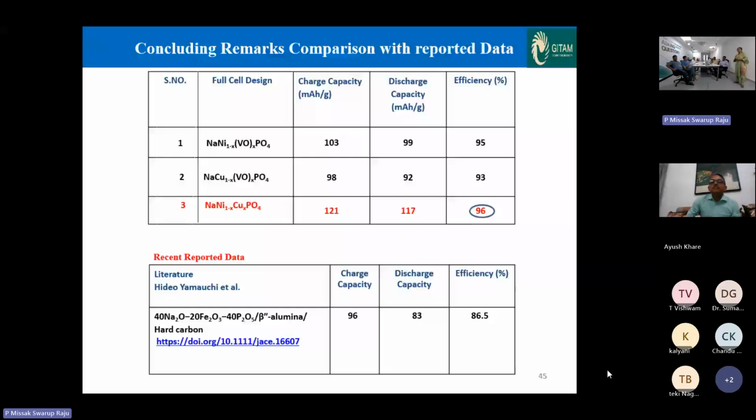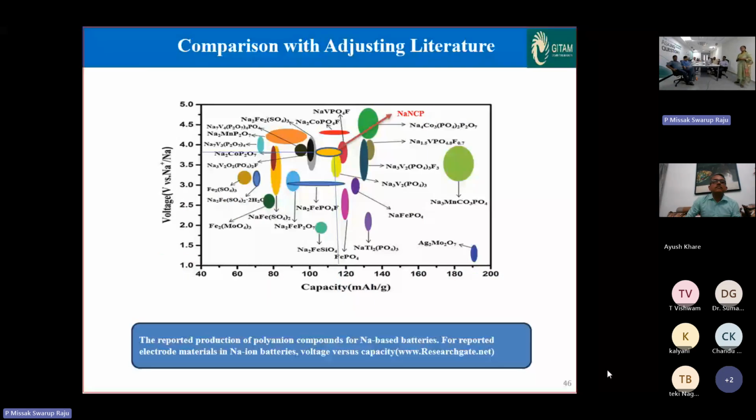So this is the comparison with existing literature. This graph is from the literature survey, showing the relation between voltage and capacity. There are different types of cathode metals and combinations of sodium, cobalt, phosphate, pyrophosphate, different types of metals. But here my sample is placed at nearly 120 capacity.